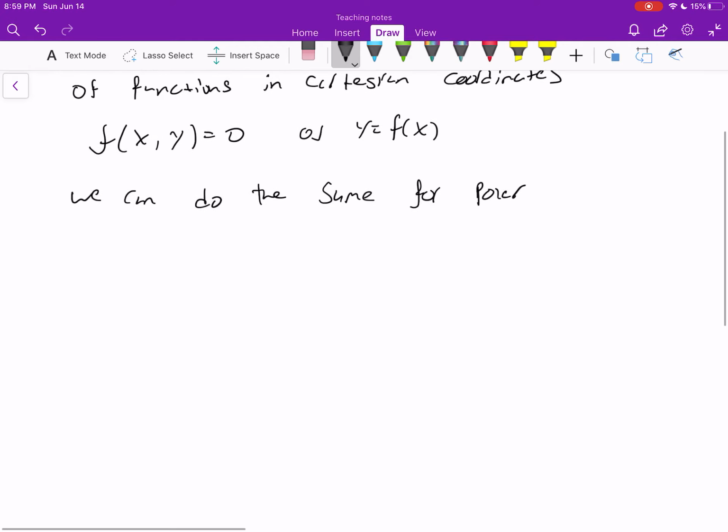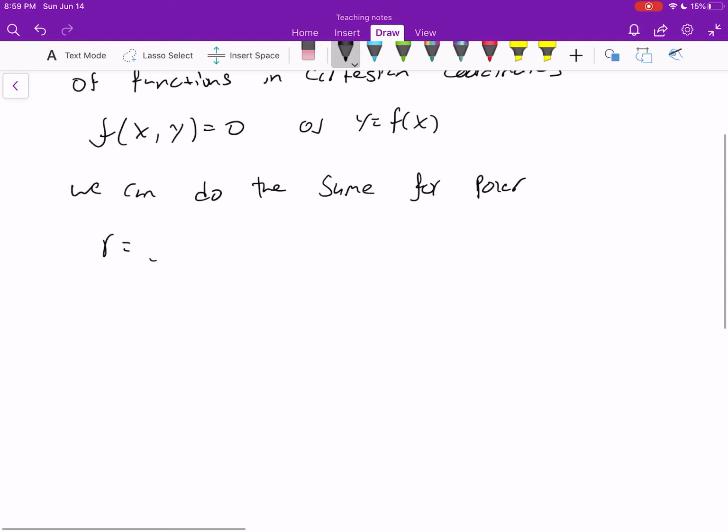That is to say, if we have a function, r is equal to f of theta, or f of theta, r is equal to 0, so either of those kinds of things, we can plot what this is going to look like on a plot that we are familiar with.